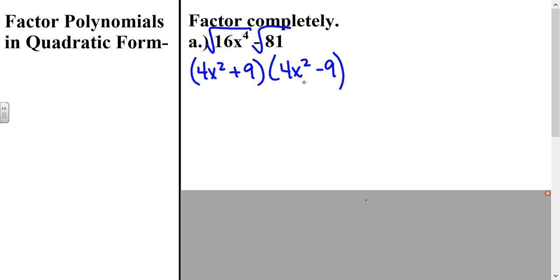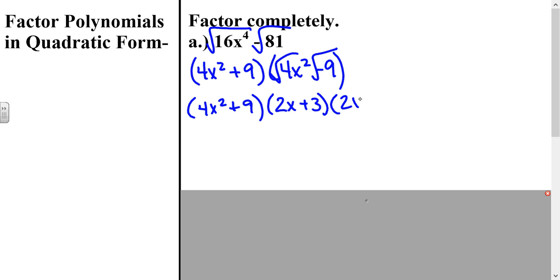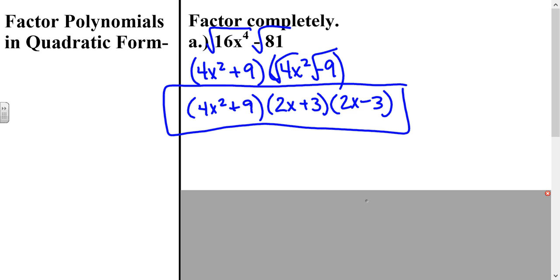Now I need to check to see if this is factored completely. I can't do anything with this one, but this one is still a difference of squares, because I could take the square root of both of these. So I leave my 4x squared plus 9. And then the square root of 4x squared would be 2x, and the square root of 9 would be 3. So 2x plus 3 and 2x minus 3. And that would be the version that is factored completely, because I can't simplify anything else.